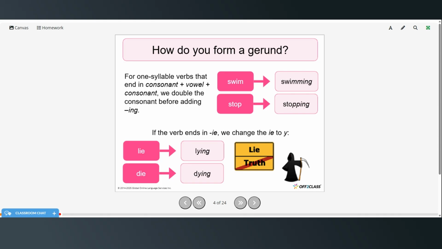If the verb ends in IE, we change the IE to a Y. So lie, meaning to tell something, to say something that isn't true, becomes lying. Die is dying.